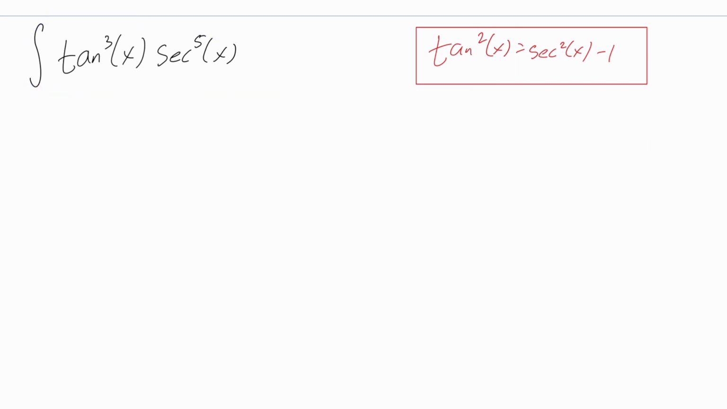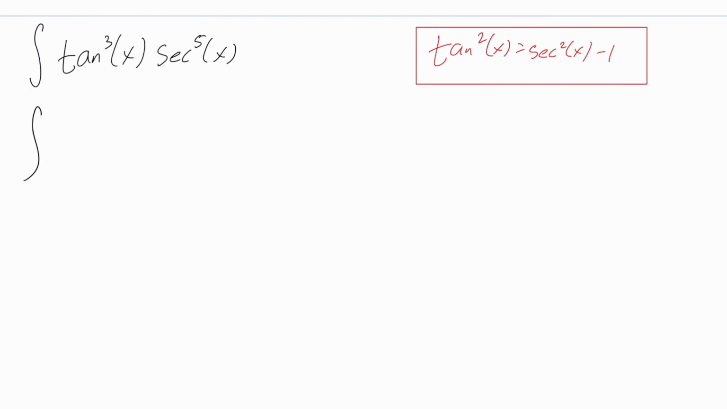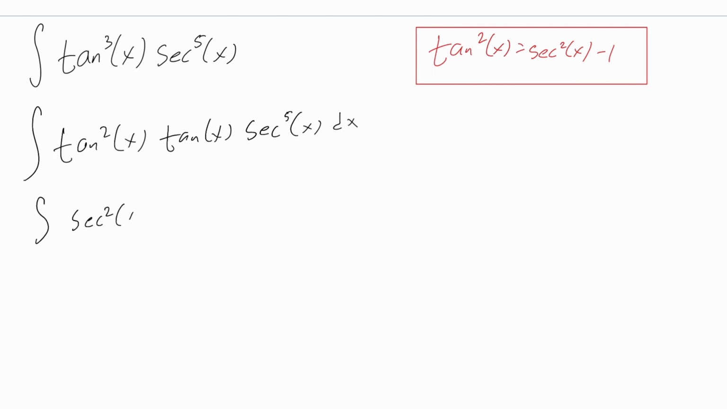The antiderivative of tangent cubed times secant to the 5th. We're going to use something similar in flavor to sine squared plus cosine squared equals 1, but this time it is tangent squared equals secant squared minus 1. So how is that going to help us? Well, we can rewrite this as tangent squared of x times tangent of x times secant to the 5th of x dx. Hey, tangent squared, that's secant squared minus 1. So secant squared of x minus 1 times tangent of x times secant to the 5th of x dx.